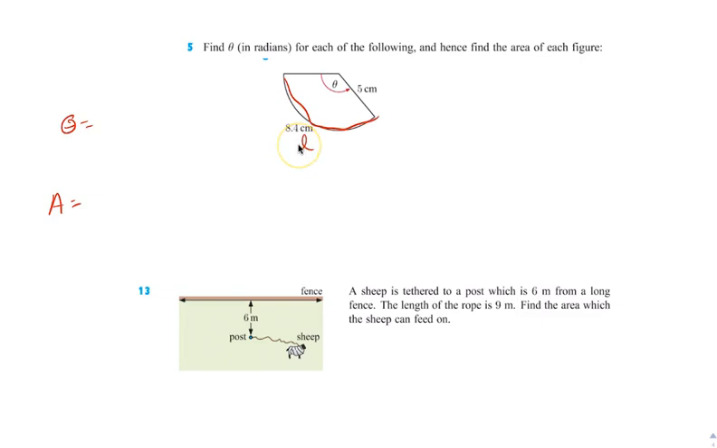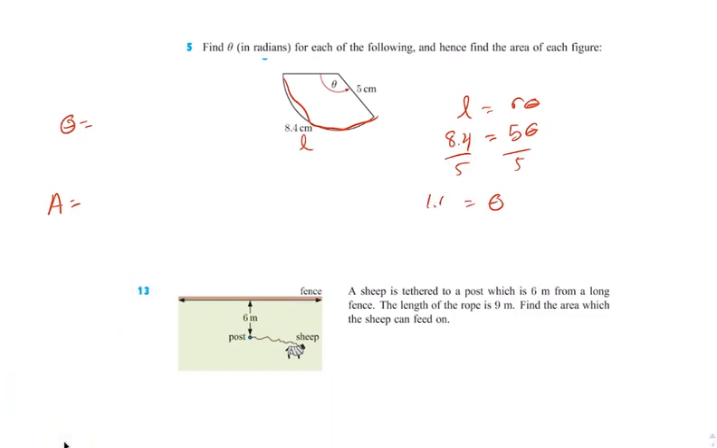So let's put down a formula. L equals R theta. So we're going to type in L. L is 8.4 equals R, which is 5, times theta. Then it's divided by 5. And theta is equal to 8.4 divided by 5, which is 1.68. So again, that's my angle in radians.